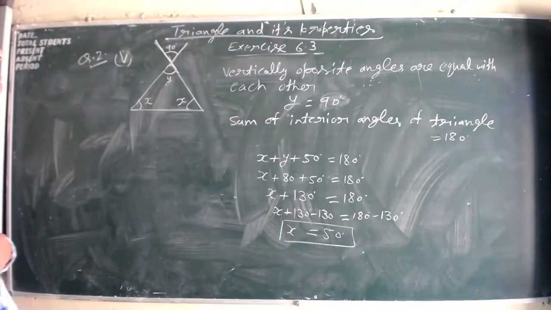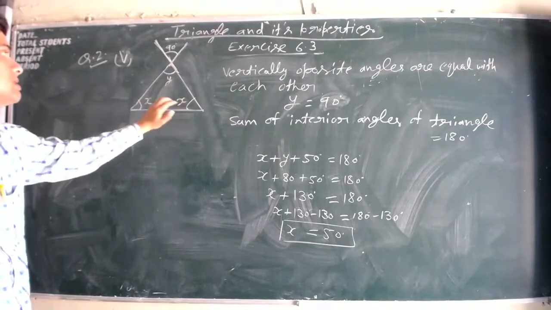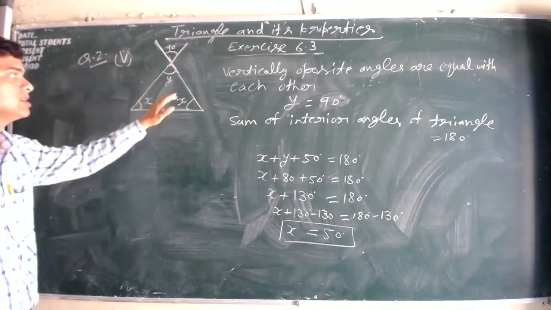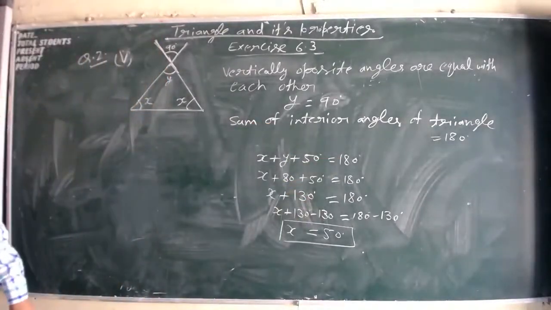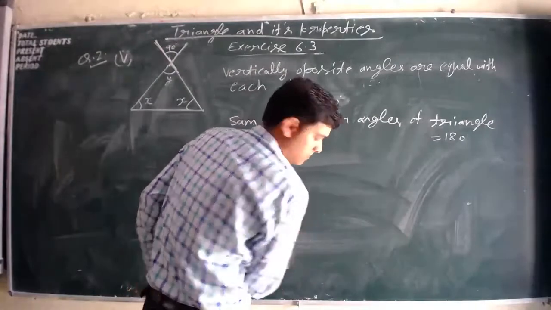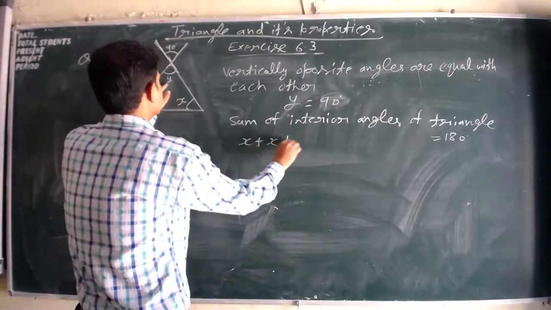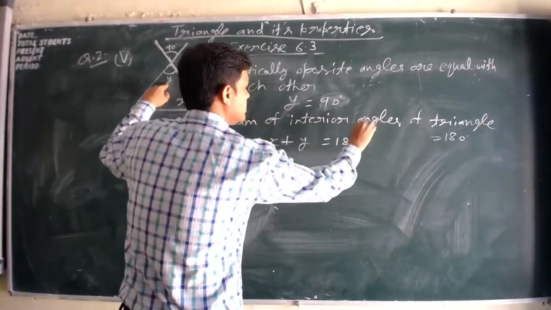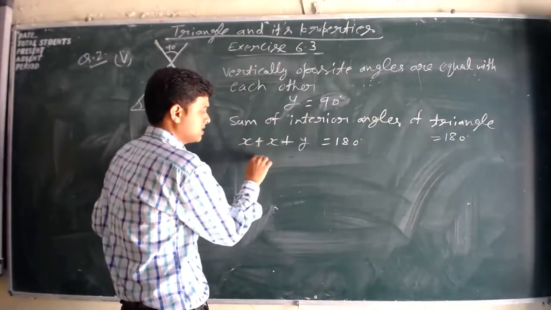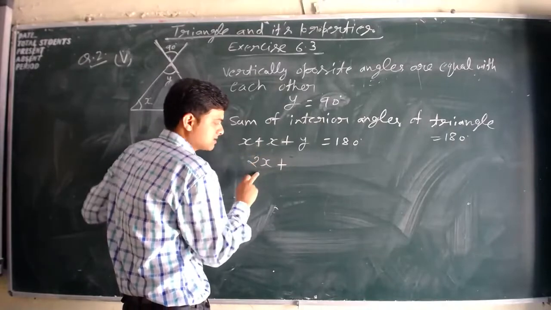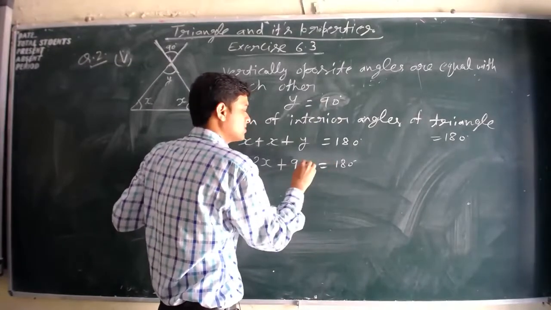Now the next is the sum of these three angles. These are the three interior angles of a triangle. The sum of these three is equal to 180 degrees. So x plus x plus y is equal to 180 degrees. Now the value of y is equal to 90 degrees. x plus x is equal to 2x, and y is 90 degrees, and it is equal to 180 degrees. Now it is an equation in one variable.